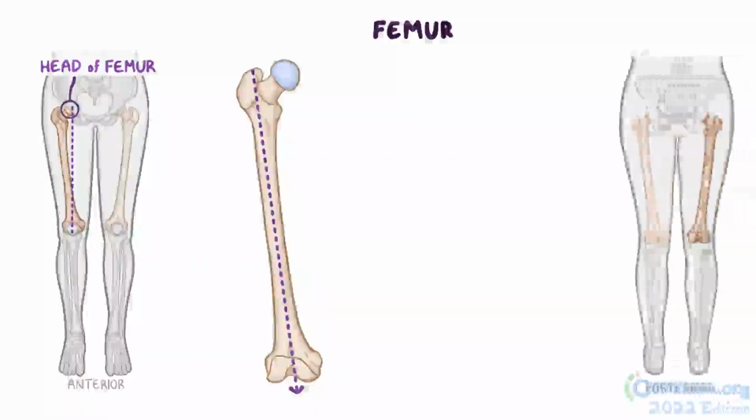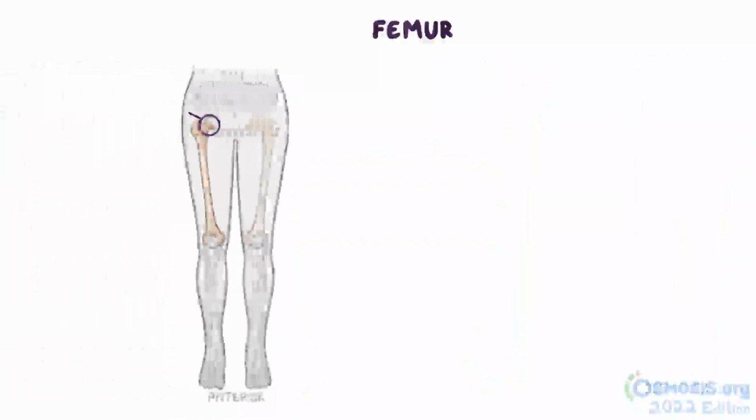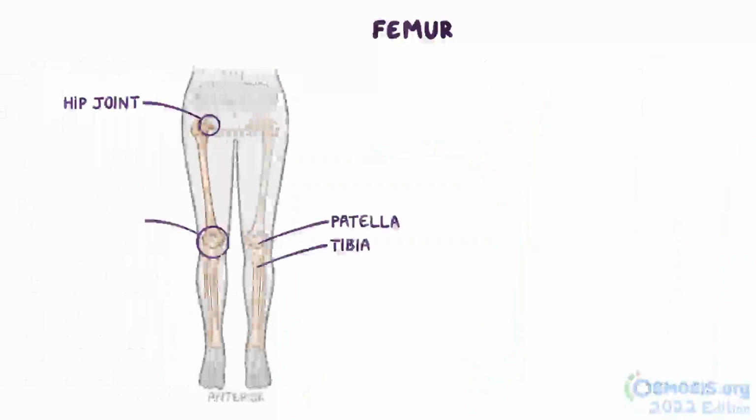And finally, on the posterior part of the bone, there's a sharp longitudinal line, the linea aspera. The head of the femur articulates with the acetabulum to form the hip joint, while the distal femur articulates with the tibia and patella, known as the kneecap, to form the knee joint.